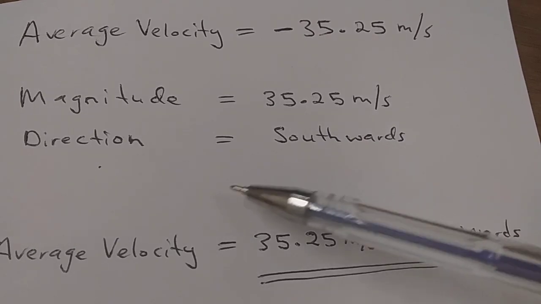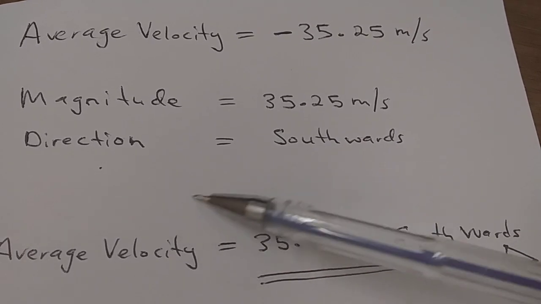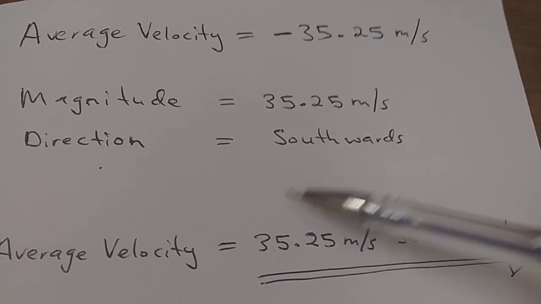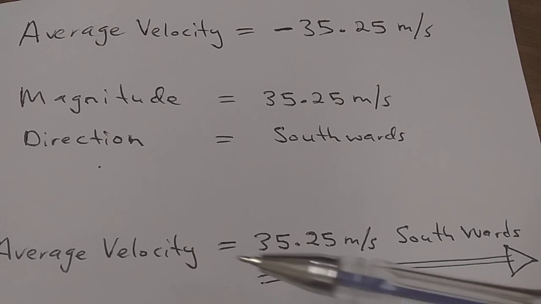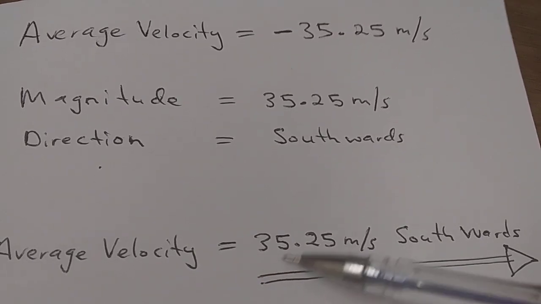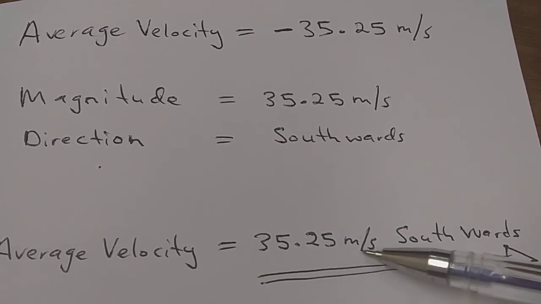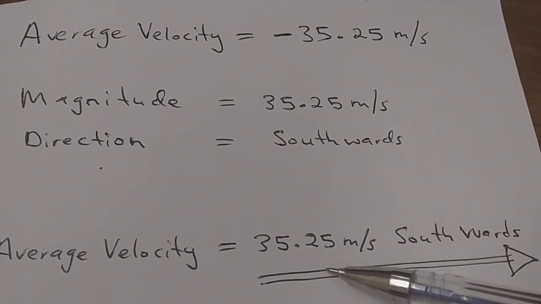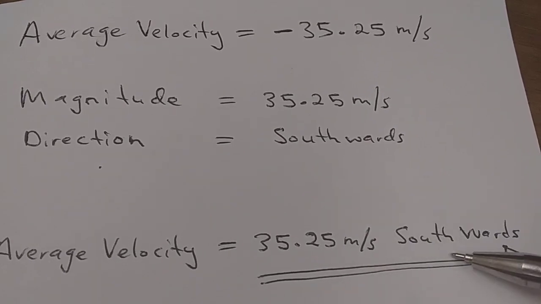So the answer was supposed to be magnitude and direction. So you are going to give your answer as a magnitude and direction. So the average velocity is equal to 35.25 meters per second southwards. That is your magnitude and the direction.